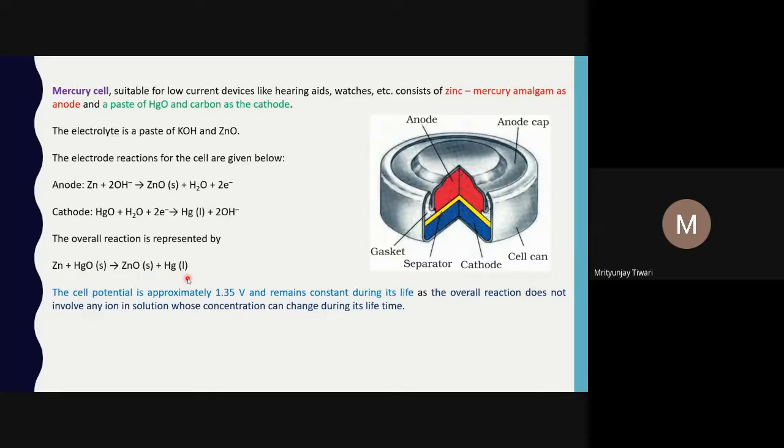see here in the net reaction, there is no involvement of any ion. Because no ion is involved, the E cell will not depend on the concentration of ions. It will only depend on RT divided by nF. And RT divided by nF are all constants, so the E cell will also be constant for such cells, the mercury cell.